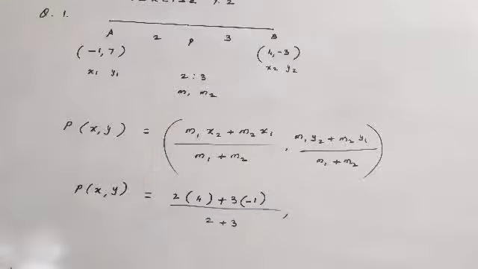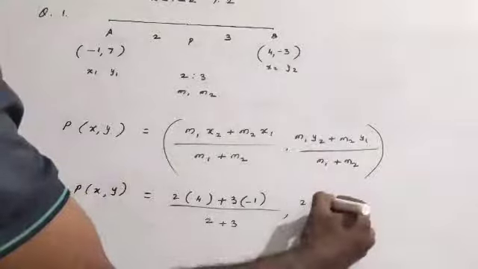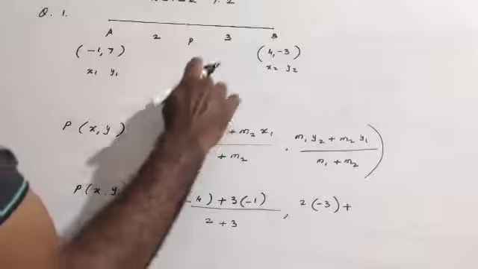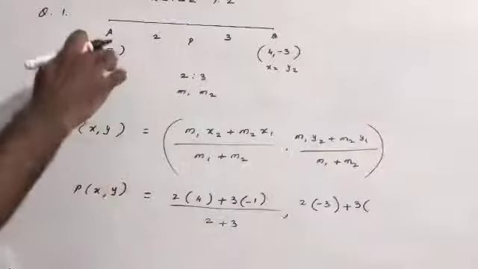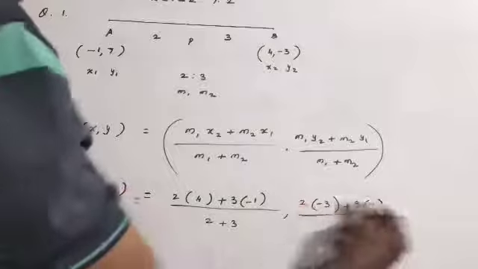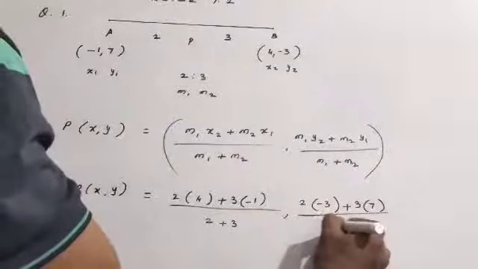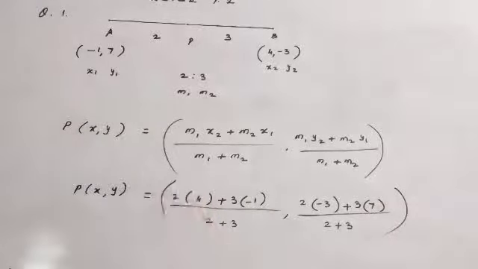Comma, m1, that is 2, y2, for y2 write minus 3, plus m2, for m2 write 3 into y1, for y1, 7 is here, write 7, by m1 plus m2, m1 is 2, m2 is 3, so 2 plus 3. Now simplifying this we can get the answer.